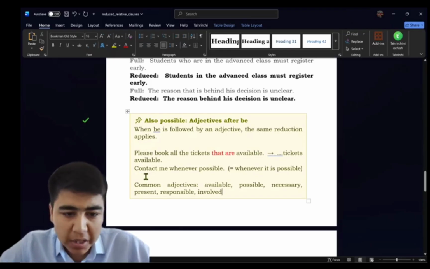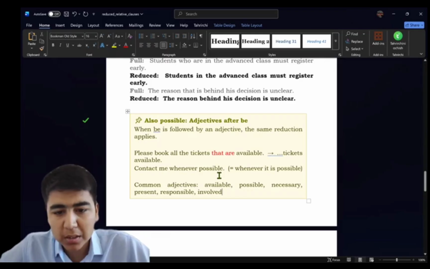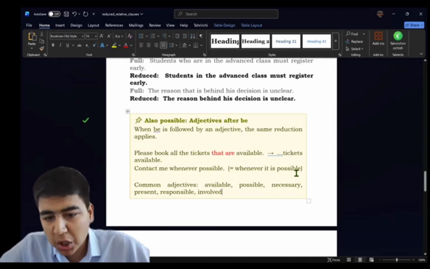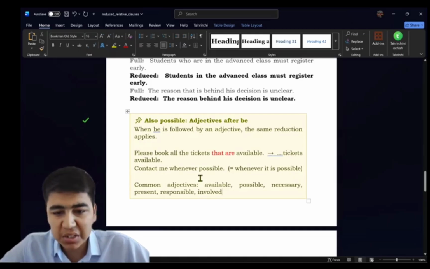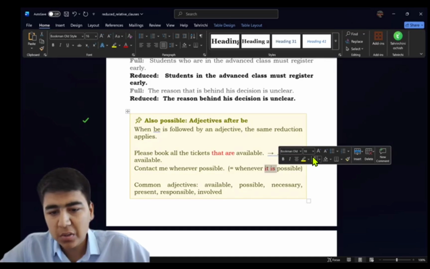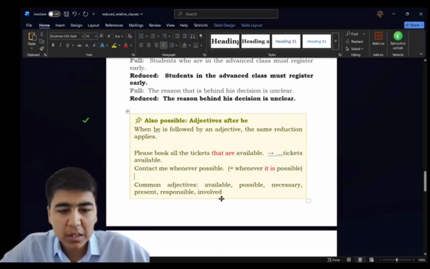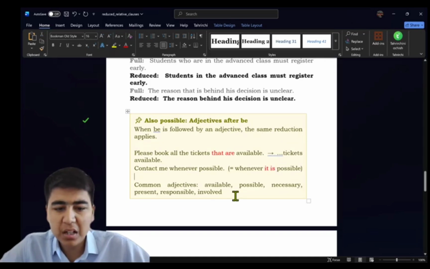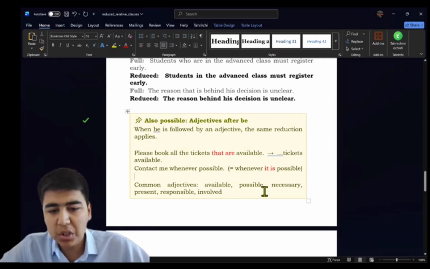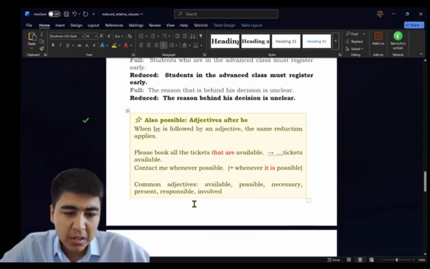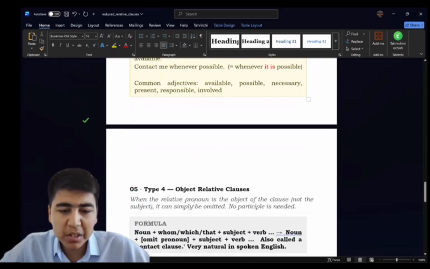Clear? Contact me whenever possible. So especially this part should be whenever it is possible, but we just deleted this part, right? So whenever possible. So also we can use other adjectives like possible, available, necessary, present, responsible, involved.